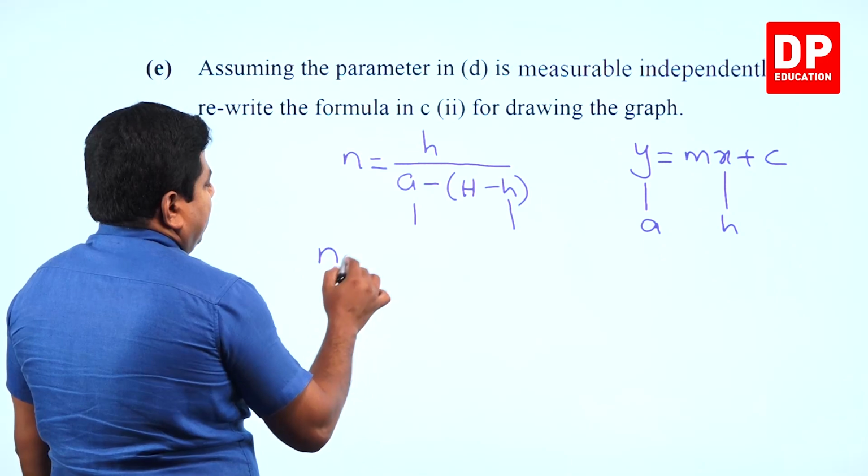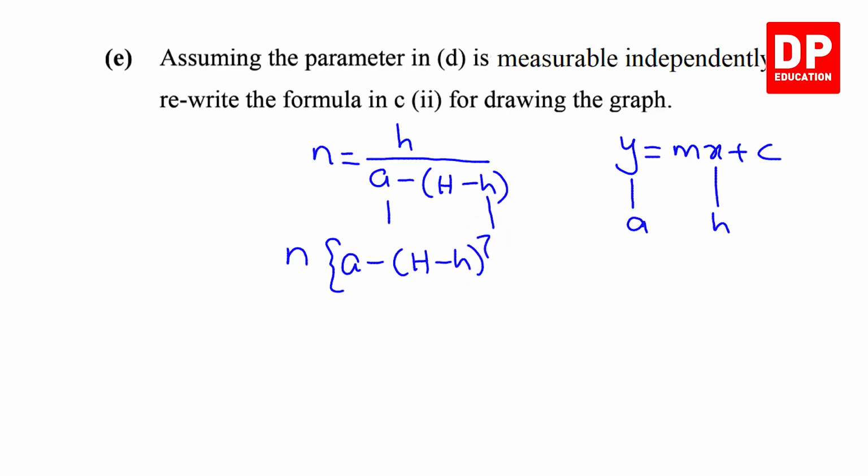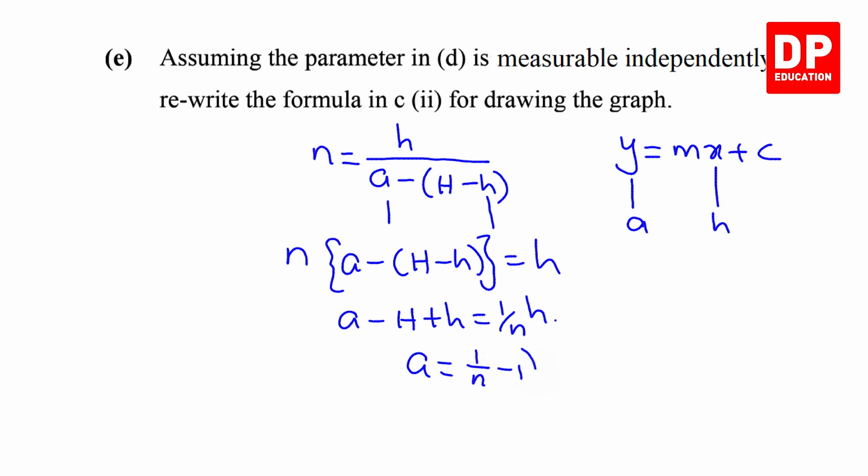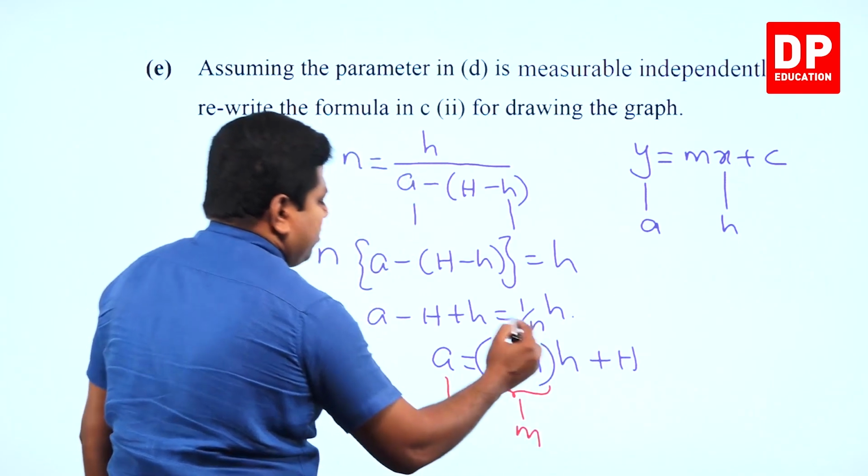Cross multiply: n(A minus h) minus h is h. I want to keep A here, so we'll take n to the other side. A minus h, minus minus plus h, 1 over n, h. A equals, bring this h to the other side, you will get (1 over n minus 1) h plus capital H. There you go. Why is all this going to be m? Because that's a constant.